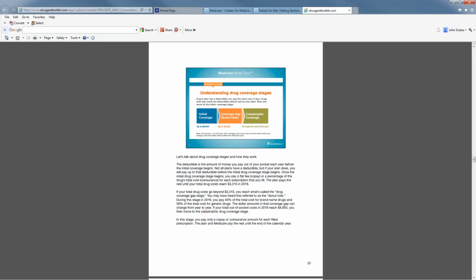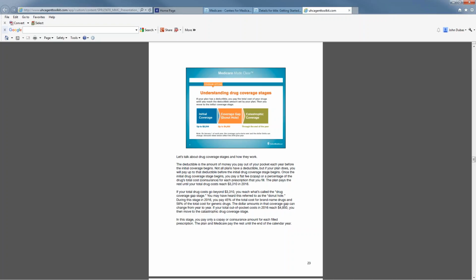The gap. You may have heard it referred to as the donut hole, and during this stage, in 2016, you pay 45% of the total cost of brand name drugs and 58% of the cost for generic medications. The dollar amounts in that coverage gap can change from year to year, and they do. And then your total out-of-pocket cost in 2016, once that reaches $4,850, you then move to the catastrophic drug coverage stage. Clear as mud, and it's very simple, isn't it?